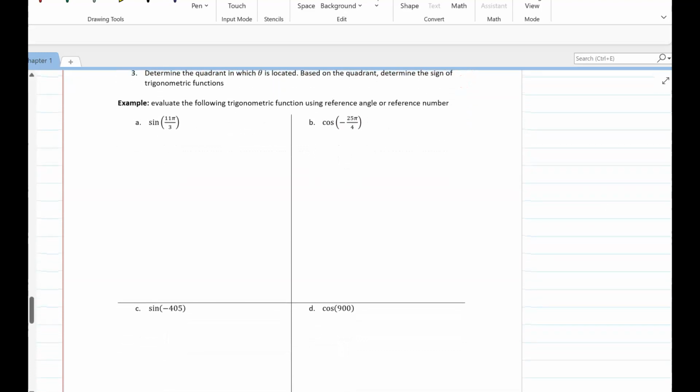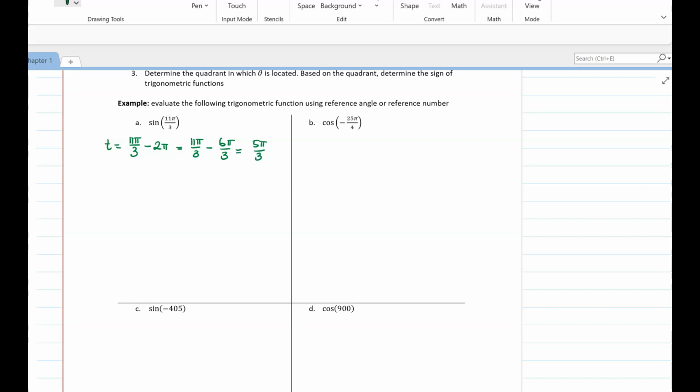For example, evaluate the following trigonometric function using reference angle or reference number. First, we look at sine of 11 pi over 3. So here t equal to 11 pi over 3, and this is greater than 2 pi. So let's subtract 2 pi from this fraction. We get 11 pi over 3 minus 6 pi over 3. That makes 5 pi over 3.